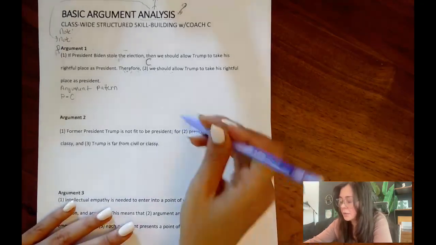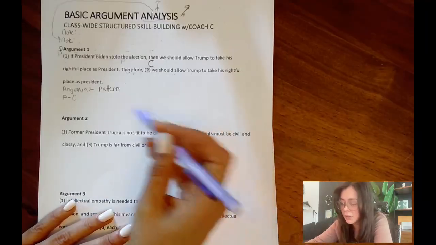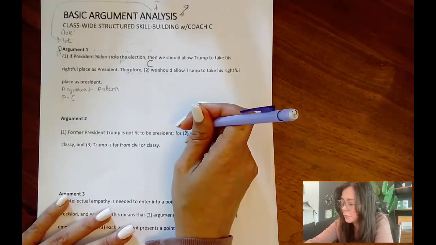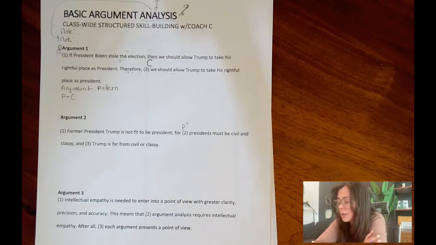Okay, so that tells us the word "for" probably indicates, since we are working with simple arguments, that a premise is coming. So we could write the letter P with a question mark, since maybe we haven't made a final decision. It seems like in this simple argument they are using as a reason for their conclusion that presidents must be civil and classy.